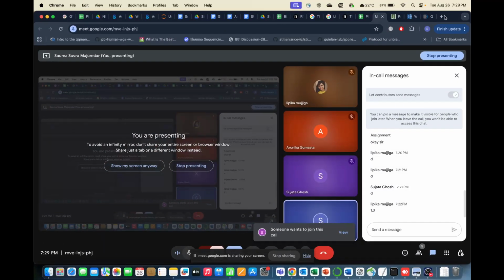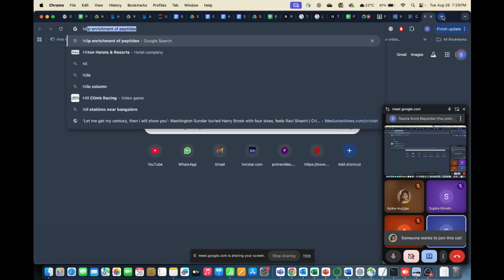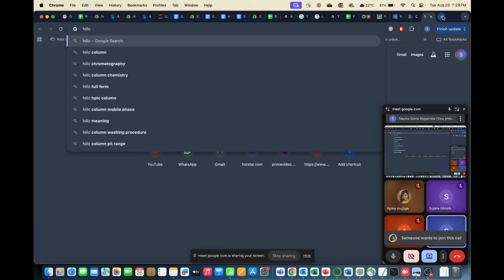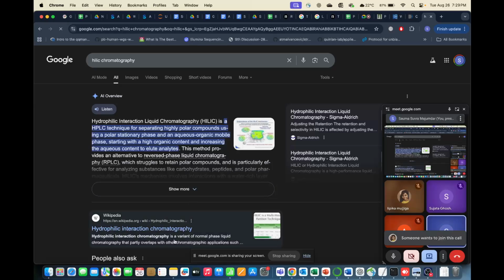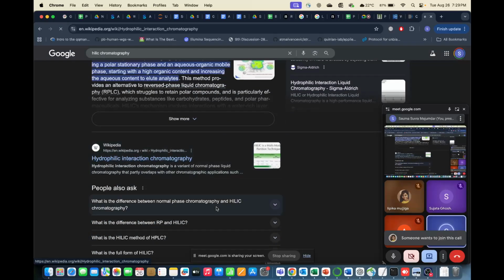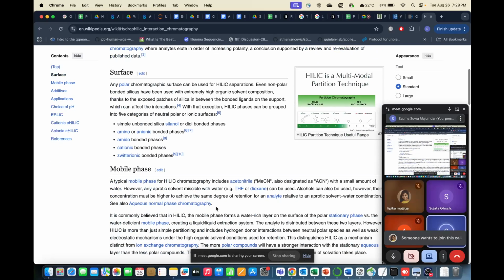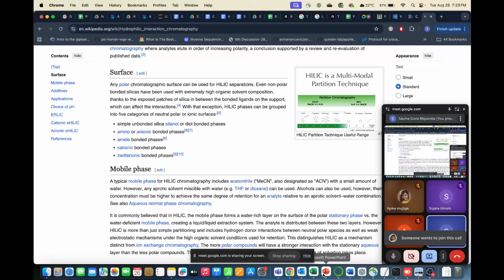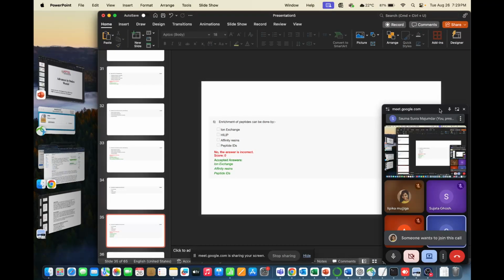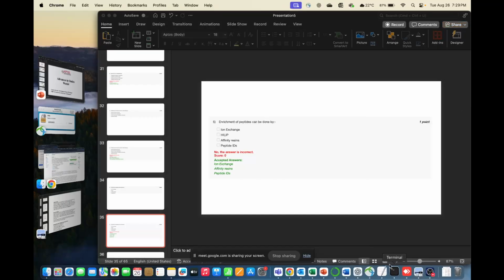I'll just quickly show you. This is hydrophilic interaction chromatography. You can use this to do enrichment of peptides. HILIP does not exist. Okay, moving on.